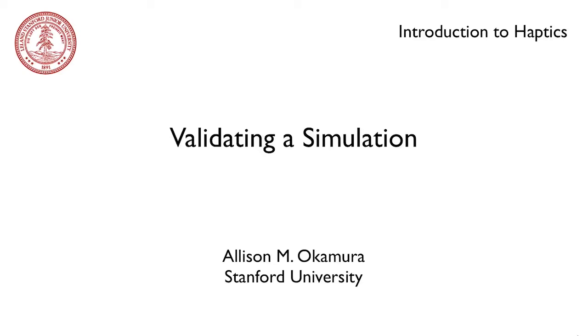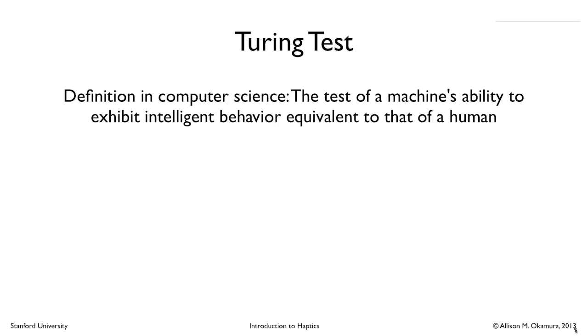Once you've created a simulation, it's important to know how to validate it. And there are a lot of different ways to accomplish this. That is, you want to know, is the simulation doing what we wanted it to do? There are a lot of different ways to consider this. Perhaps the most obvious, and the one that people often jump to first, is the Turing test.